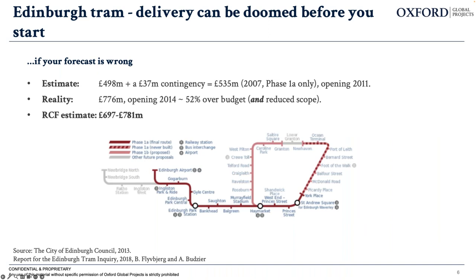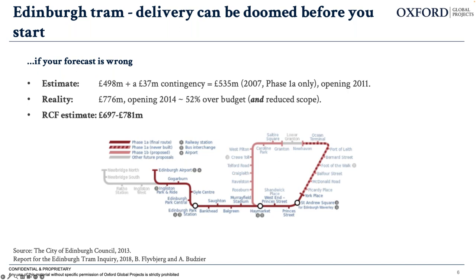As an example, the Edinburgh Tram. Well, this project was first proposed in June 2000. The tram service was going to be 14 kilometers between York Place and Newtown and Edinburgh Airport, with about 15 stops in total. The full business case cost was estimated to be just under 500 million. They came with a contingency of 37 million, the contingency being the budget that's saved in advance of starting the project in case you run into some kind of unexpected cost or time delays. So they had a contingency of 37 million, which gives you 535 million. And this was for phase 1A only, with an estimated opening in 2011. So that was the estimate.